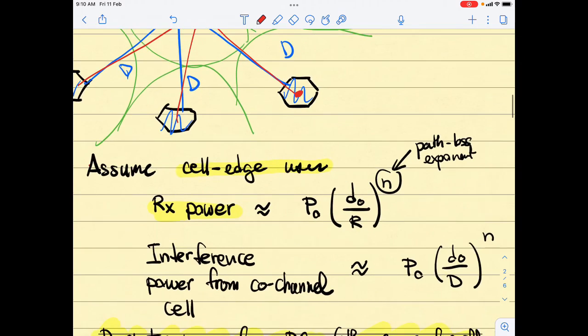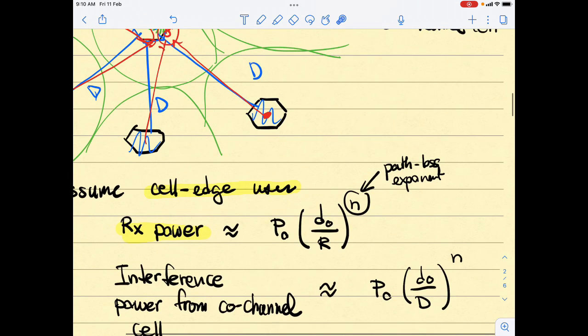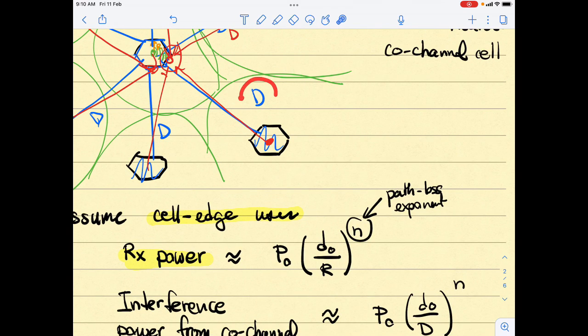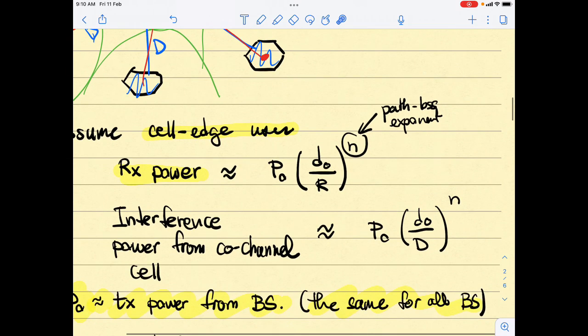So if we take a look at the interference from the co-channel cell, again, P0 is approximately the transmit power from the base station, D0 is the reference distance, divided by D. Remember, D is the distance between the interfering base station and the cell edge user, and then raised to the power of n.